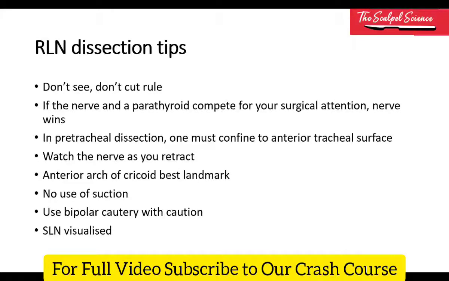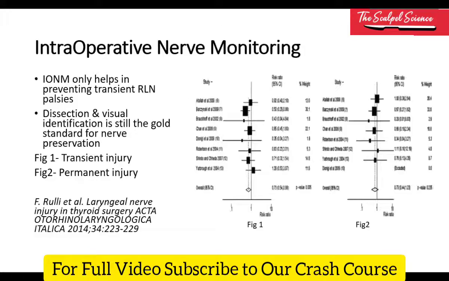If the nerve and a parathyroid compete for your surgical attention, the nerve always wins. In pretracheal dissection, one must confine to the anterior tracheal surface. Watch the nerve as you retract. The anterior arch of the cricoid is the best landmark for the nerve. No use of suction near the nerve. Use bipolar cautery only, and also with caution. The SLN should also be visualized.